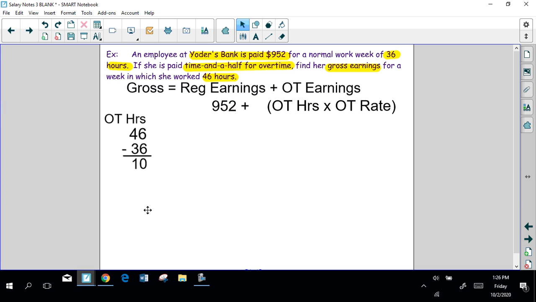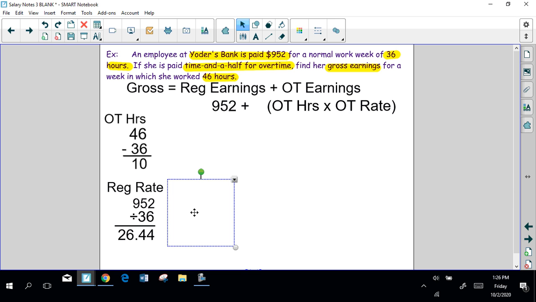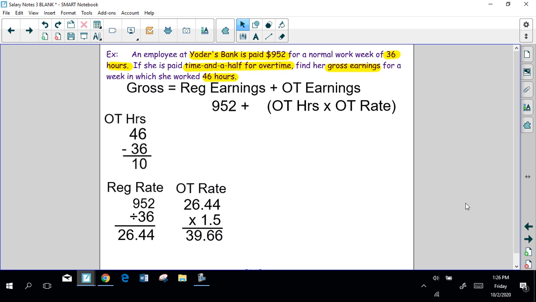Now we have to find our overtime rate. From our previous lesson, remember, we have to find our regular rate times 1.5. And our regular rate is going to be our regular pay of $952 divided by our regular hours of 36. When you take 952 divided by 36, you'll get $26.44. And to find our overtime rate, we're going to take our $26.44 and multiply it by 1.5. That will give us $39.66 for our overtime rate.